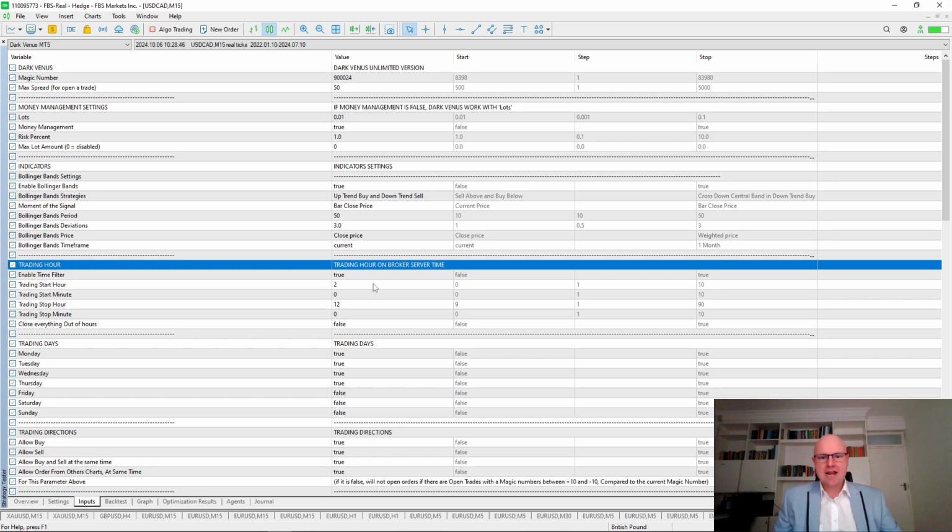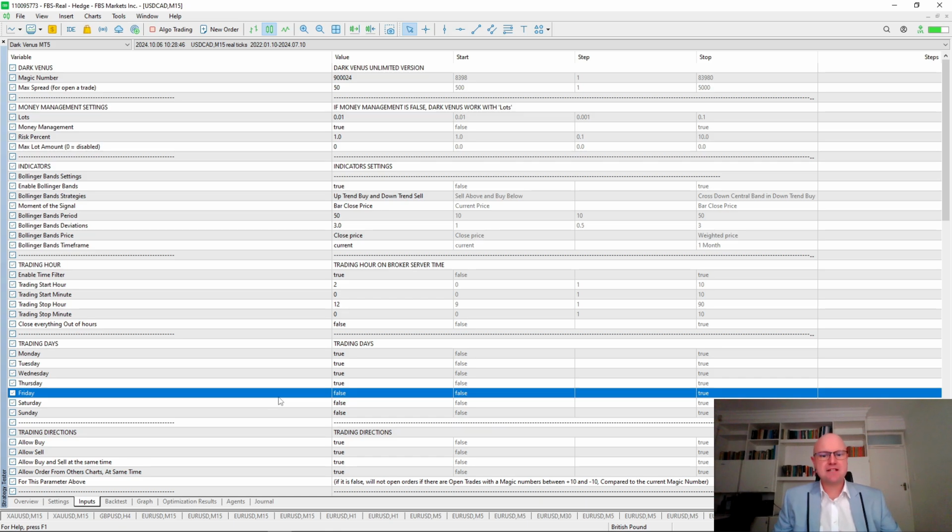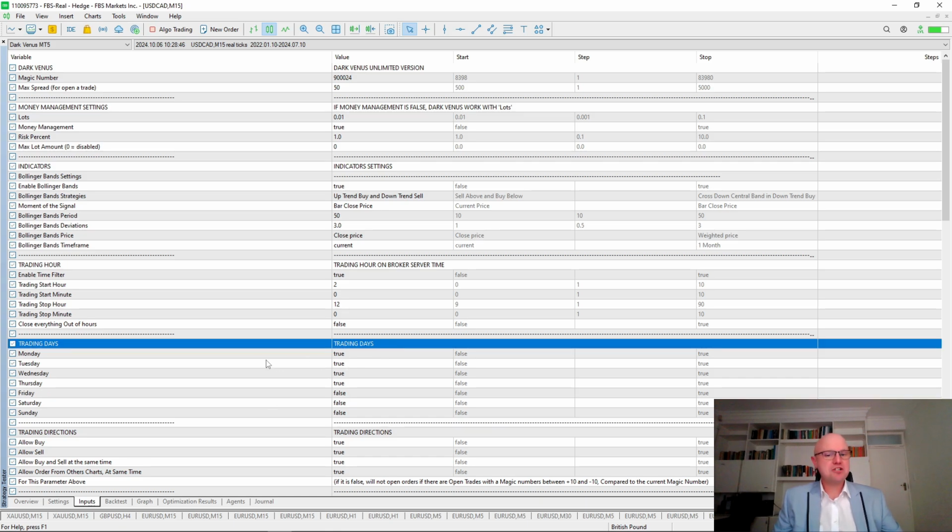Now for our trading hours, according to broker server GMT plus 3, I'm trading from 2 o'clock in the morning until 12 o'clock at noon. On top of this, if we look at the trading days, I'm not trading on Fridays because Fridays often has major news events. For example, one of the largest events in the Forex space is non-farm payroll, which typically happens on a Friday.